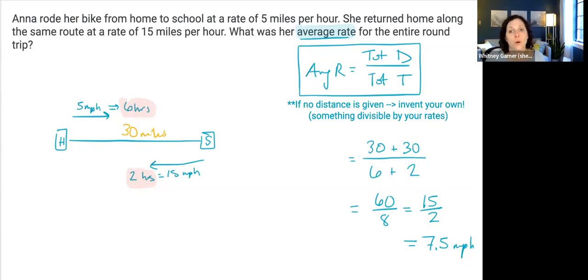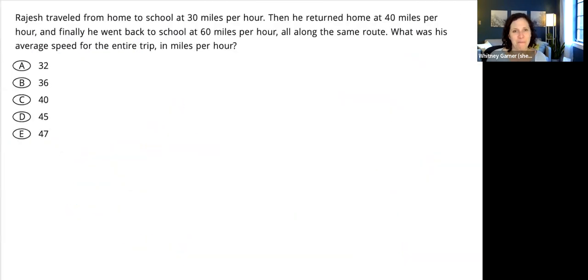So I want to give you a slightly more complicated version of this story. And you're going to fill it in the same way, right? So we're going to write down on your paper that average speed is equal to total distance over the total time. Remind yourself that there's no distance given. You can invent your own and think about something that would be divisible by all of my rates. And then let's give this one a go. Here you go.